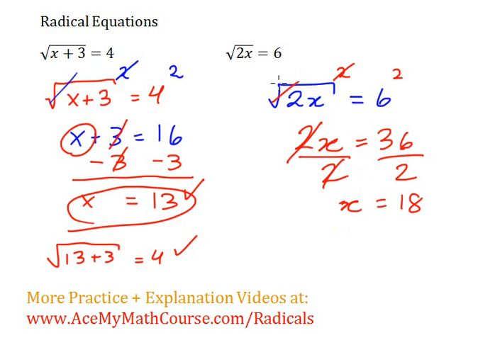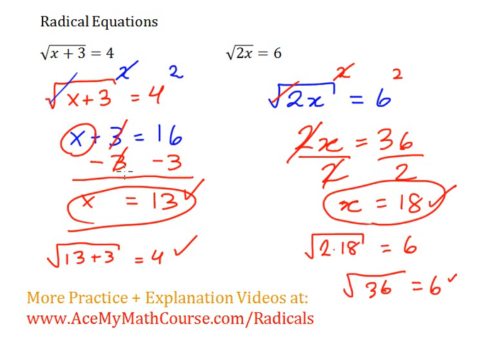Let's check to see if it's not extraneous. Well, 2 times x, so 2 times 18, is that equal to 6? Well, 2 times 18 is 36, and the square root of 36 is 6. So that works, and that is a valid solution.